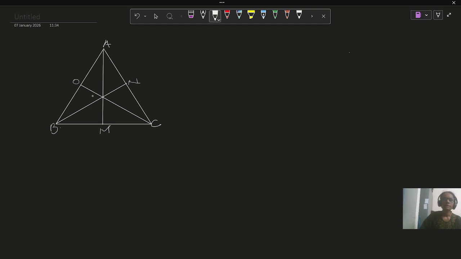Now, only three medians we can draw in a triangle, right? And the medians will also intersect in a single point, right? And this point at which all the medians intersect is termed as the centroid, and here we are denoting it with T. Okay, now here T is the centroid, and the fundamental concept we are discussing here is that the centroid, the point T, divides each of the medians in 2:1 ratio.